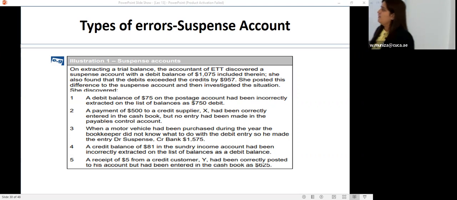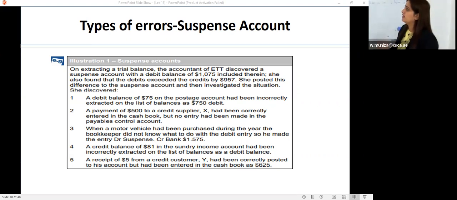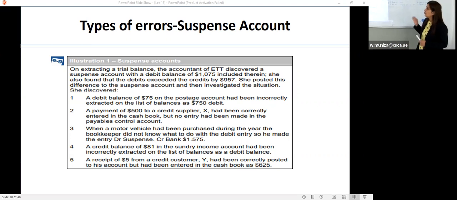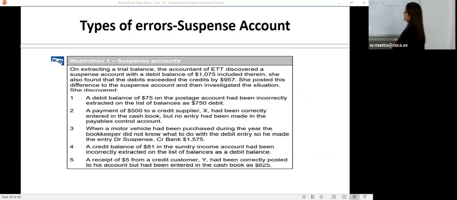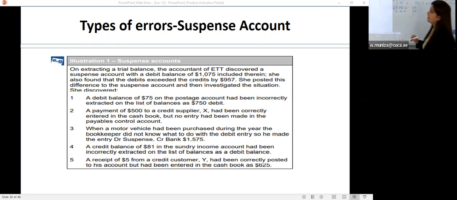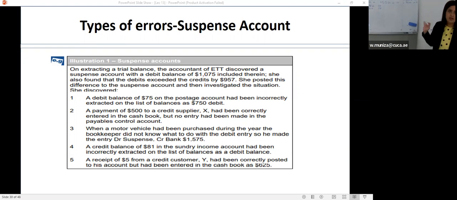The third one: when a motor vehicle has been purchased during the year, the bookkeeper did not know what to do with the debit entry. So he made the entry debit suspense account, credit bank account. The motor vehicle has been purchased, students, with cash. So the accounting entry should have been debit non-current asset, credit cash account with an amount of $15.75. But the bookkeeper did not know what to do with the debit entry, so he made the entry as debit suspense account, credit bank account.